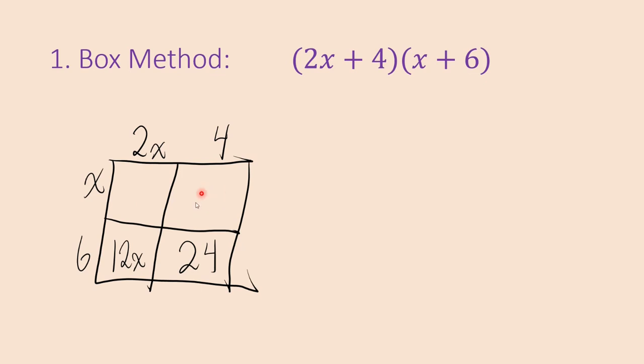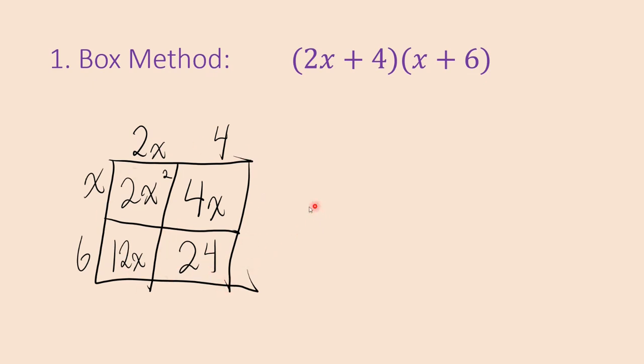Okay, this box goes to the x and the 4, so this is going to be 4 times x, which is 4x. And then this box, I have x times 2x. Be careful, 2 is just going to stay 2. But what's x times x? That's x squared. So these are all my terms that are in my answer.